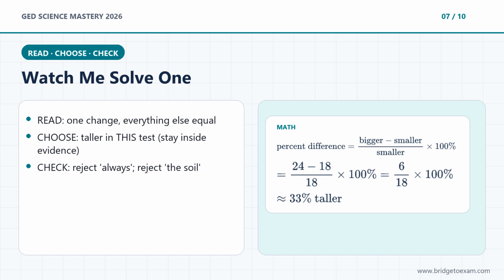Now, how big was the effect? I use percent difference. Bigger minus smaller over smaller times 100%. That is 24 minus 18 over 18 times 100%, which is 6 over 18. And that comes out to about 33% taller.